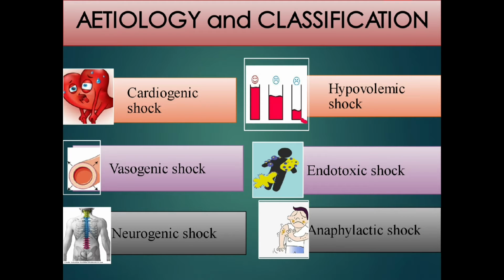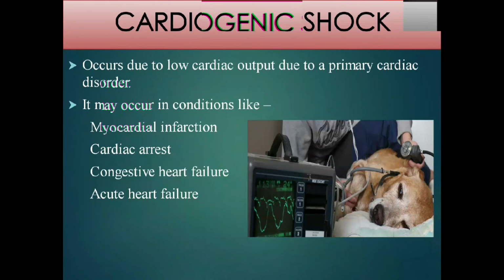Here are the etiology and classification of shock. Various etiological factors are responsible for development of shock, and as per its etiology, it has been classified as follows: cardiogenic shock, hypovolemic shock, vasogenic shock, endotoxic shock, neurogenic shock, and anaphylactic shock.